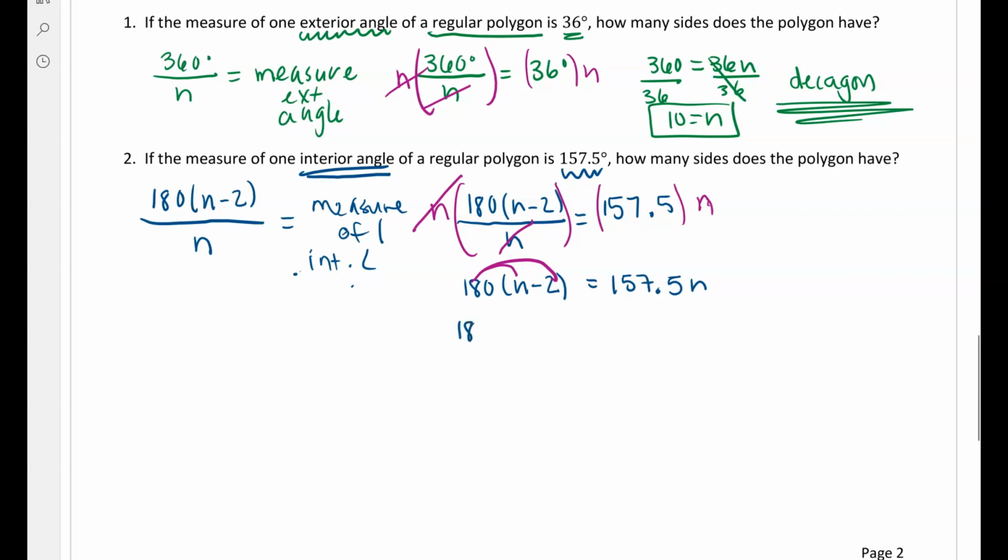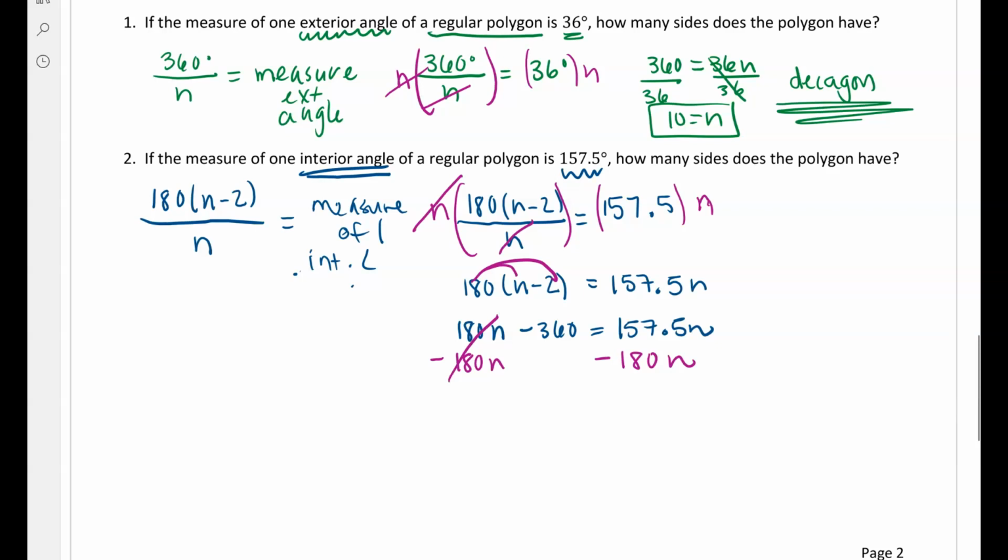So 180 times n is just 180n. And then 180 times negative 2 is negative 360, so minus 360. The right side stays the same. All right, then if we want to collect all of our variable terms on one side, we could subtract 180n from both sides. And then make sure you enter that subtraction in the right order. So 157.5 minus 180 is negative 22.5.